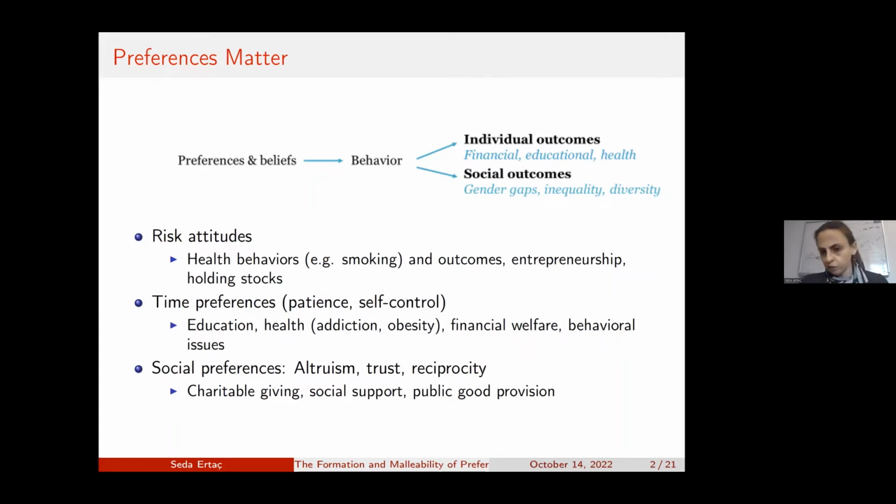But in addition to these three main types of preferences, economists recently are looking at a broader range of preferences. Of course, at that point comes the natural question of what is a preference, what is a trait, what is a non-cognitive skill.